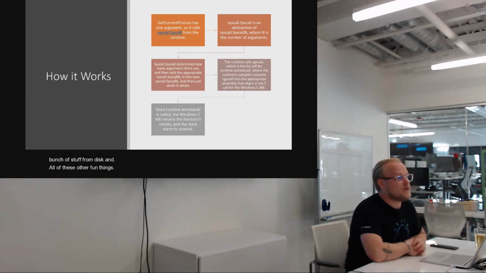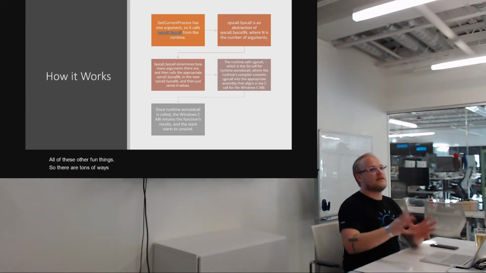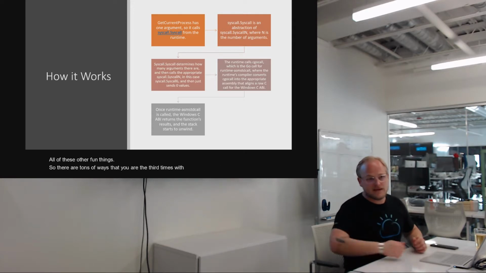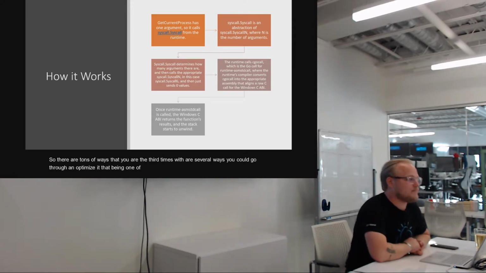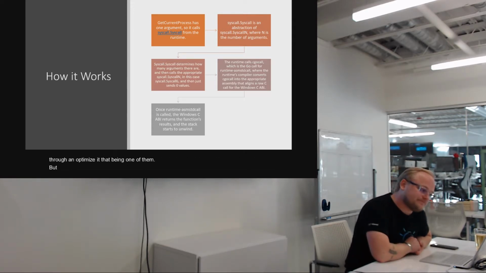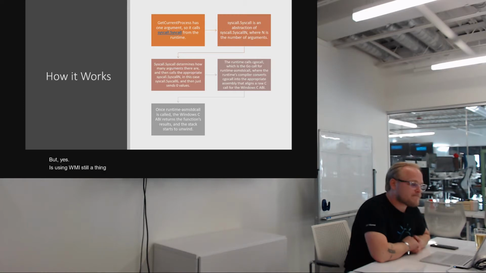So there are tons of ways, well, not tons, but there are several ways you could go through and optimize it, that being one of them. But yes, someone had a question in the Twitch chat. Is using WMI still a thing on modern Windows? This provided a great interface into Windows for things like Perl and Python, but maybe defeats the purpose and doesn't feed into the strengths of Go.